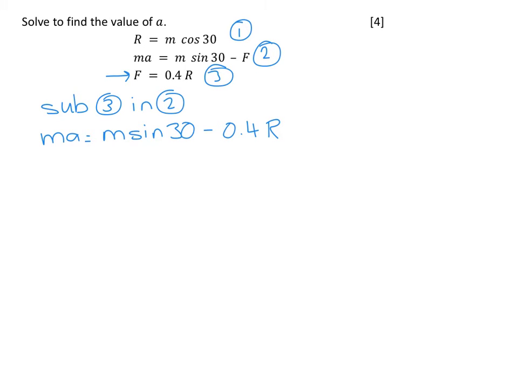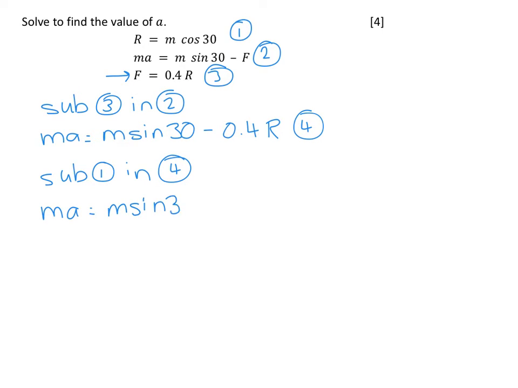So the next thing I'm going to do is to sub 1 into equation 4, which I've just created above. So once I've done that, I'm replacing r with m cos 30. So I'm going to have ma equals m sine 30 minus 0.4 m cos 30. Still got two variables, I've still got m and a.